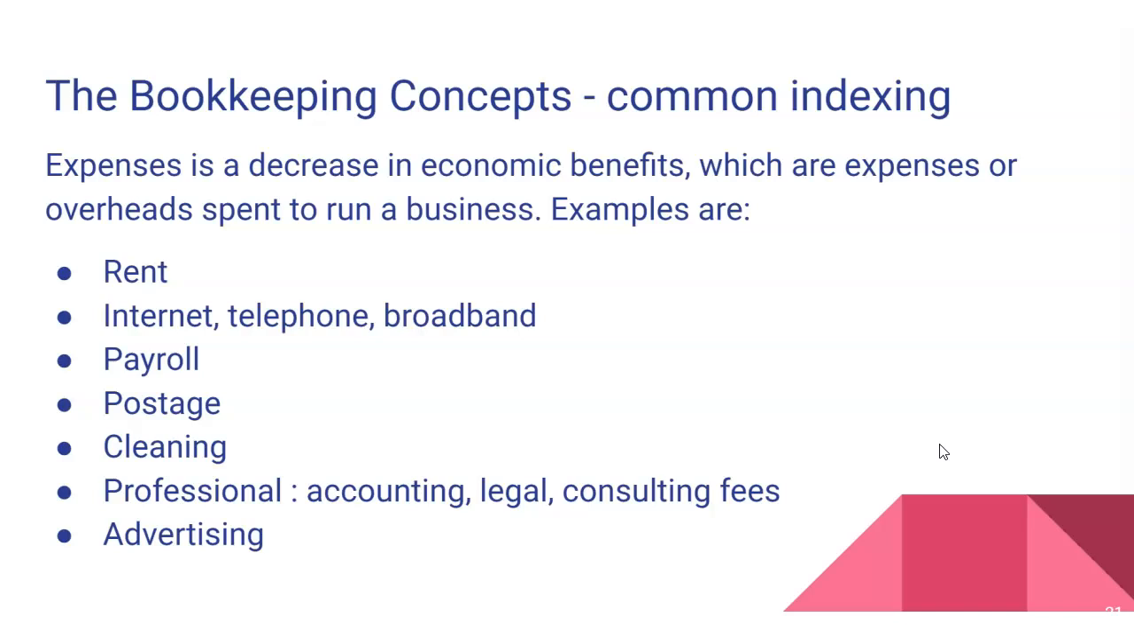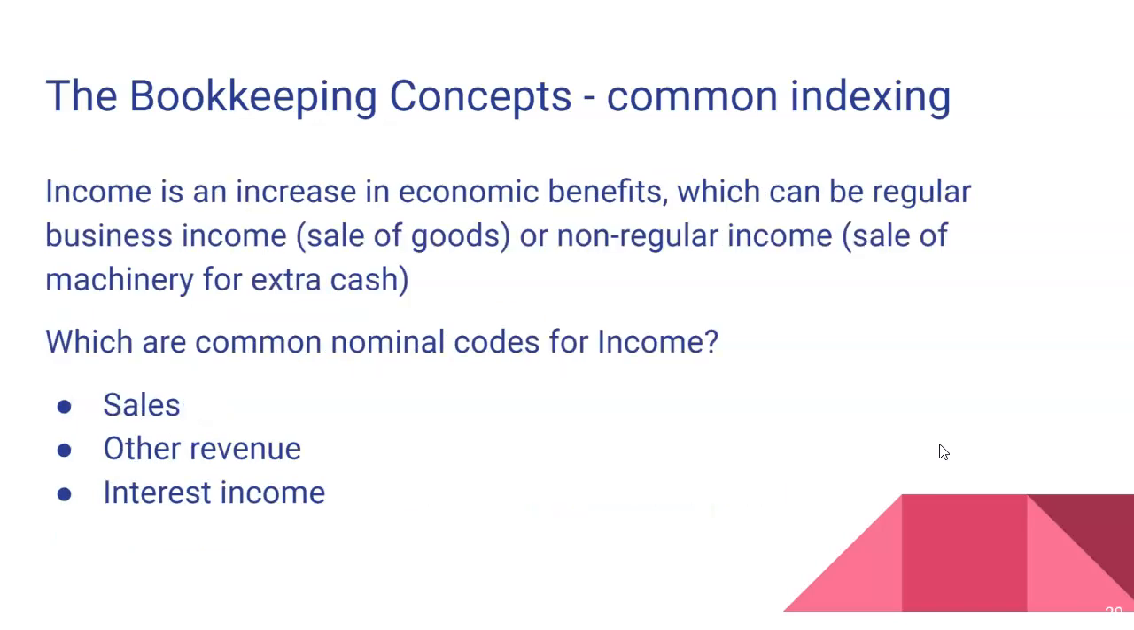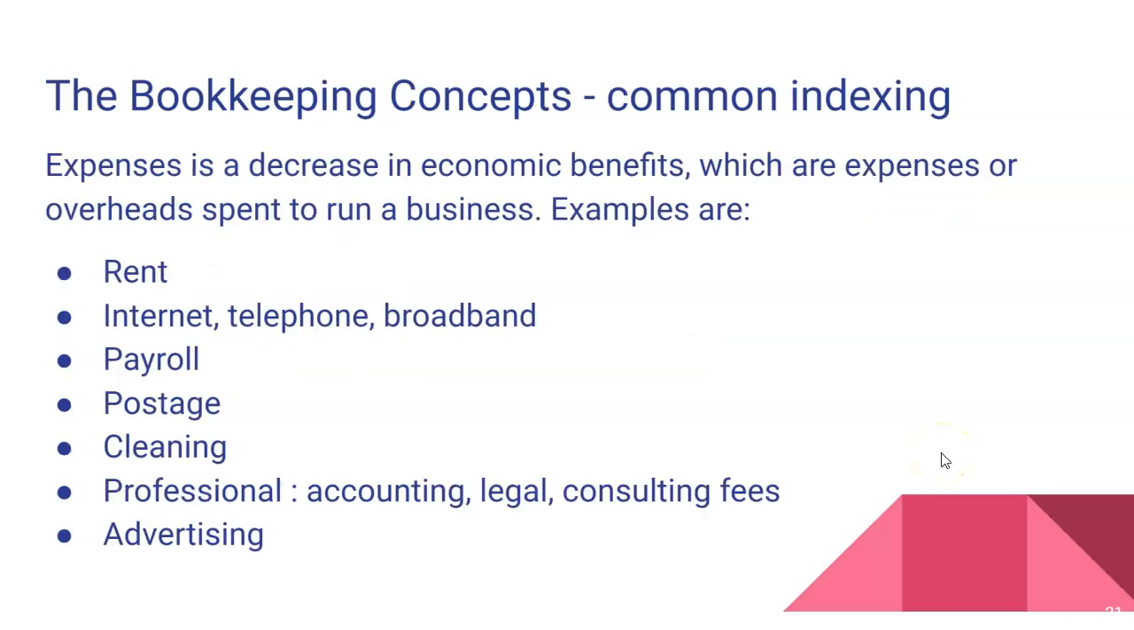The next one is expense. Opposite to income, it is a decrease in economic benefits, which are expenses, overhead spent to run a business. So these expenses are all related to running a business, such as rent, internet, telephone, broadband, payroll, postage, cleaning, professional fees, advertisement. There can be so many different expenses. And just to mention before we go into reporting, which is in the next section, sales less expenses equals profit. But we also can have a loss if we sell less than we spent for the business, right? Therefore, this report is called the profit and loss account.